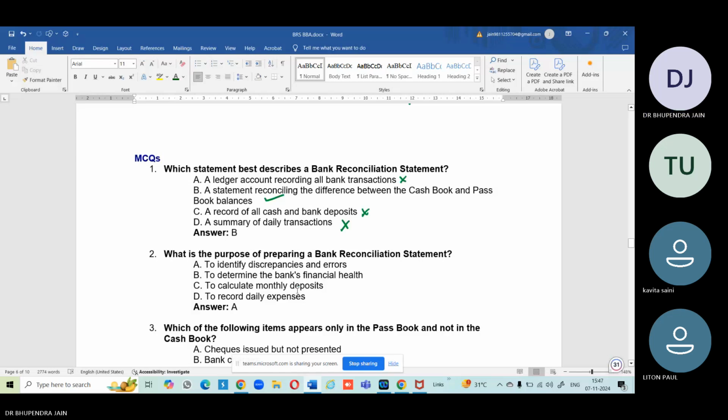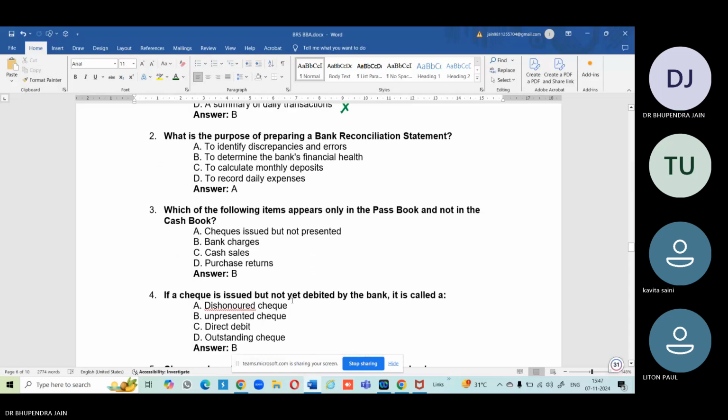Next. What is the purpose of preparing the bank reconciliation statement? What is the purpose? To find out the mistake, to find out the discrepancy, to find out the difference in both the accounts. To identify the discrepancy and errors, this may be correct. To determine the bank's financial health, no. To calculate the monthly deposit, no. To record all daily expenses, no. So now the correct answer is A.